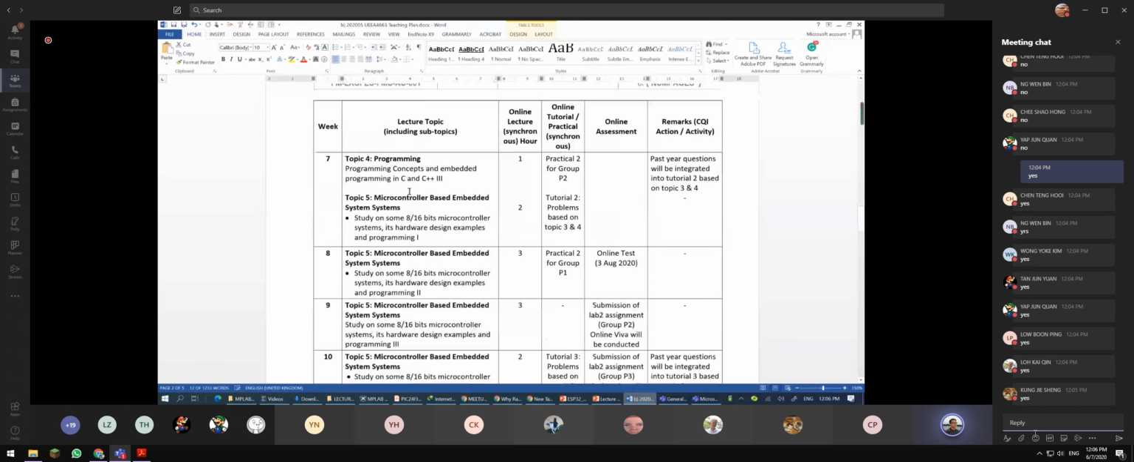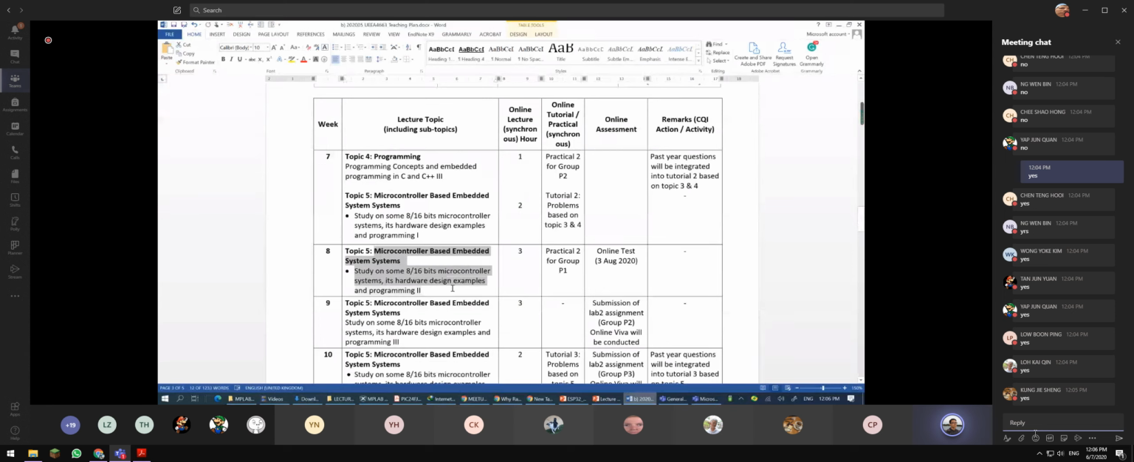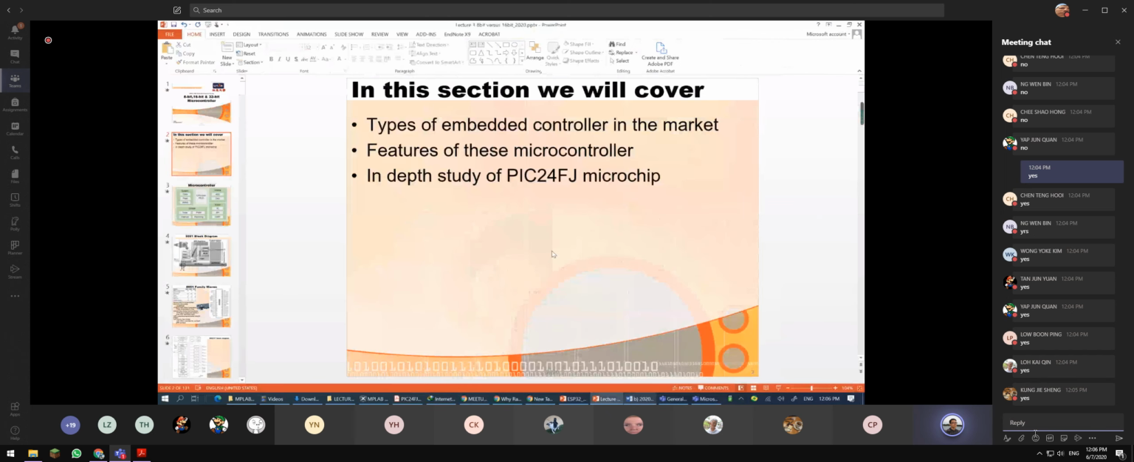Then we go into microcontroller-based systems, where we are going to look into 8-bit microcontrollers, 16-bit microcontrollers, as well as 32-bit microcontrollers, which is the ESP32. In this chapter we'll look into different types of microcontrollers in the market, and we will go deep into the features of some of them, especially PIC24FJ and ESP32.